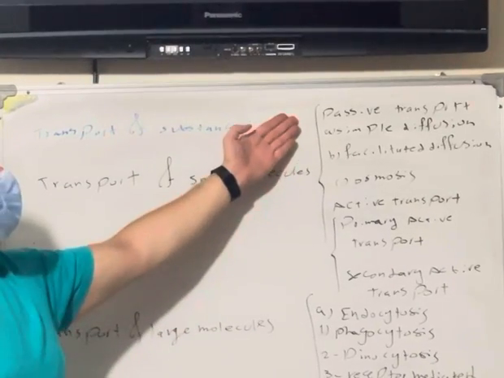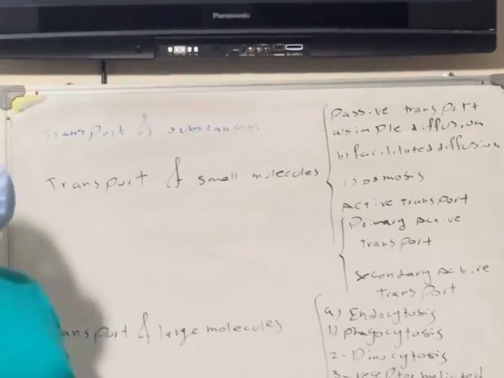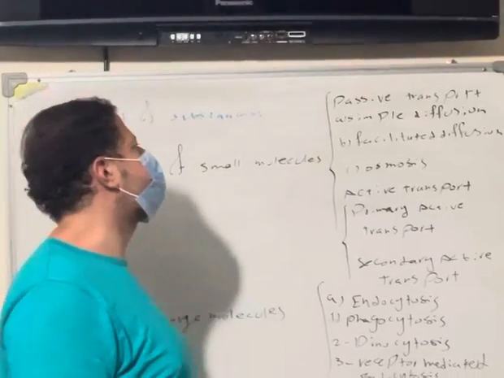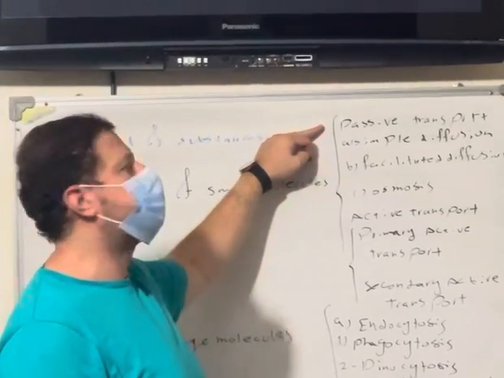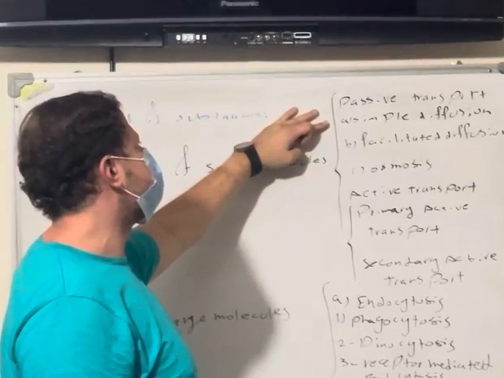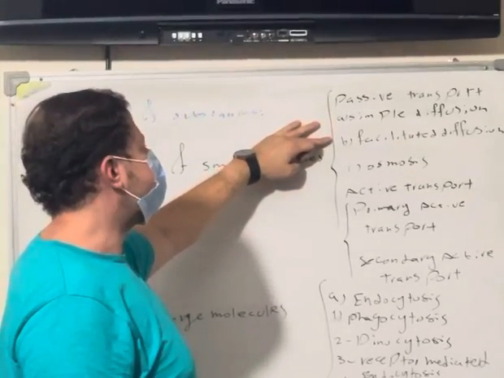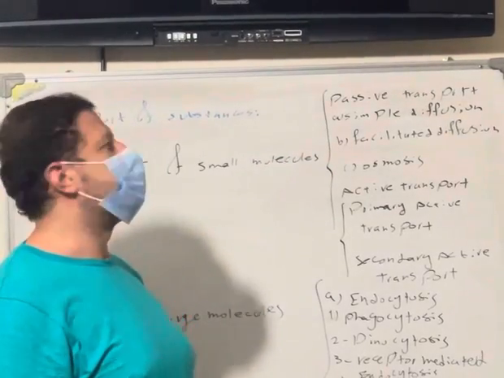The driving force in passive transport is concentration gradient or voltage gradient. It itself could be seen as three forms: simple diffusion, facilitated diffusion, and osmosis.